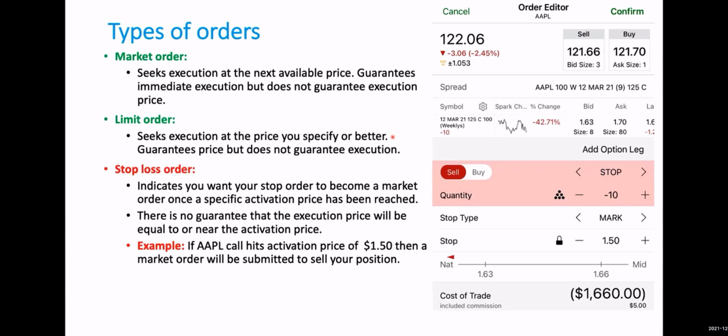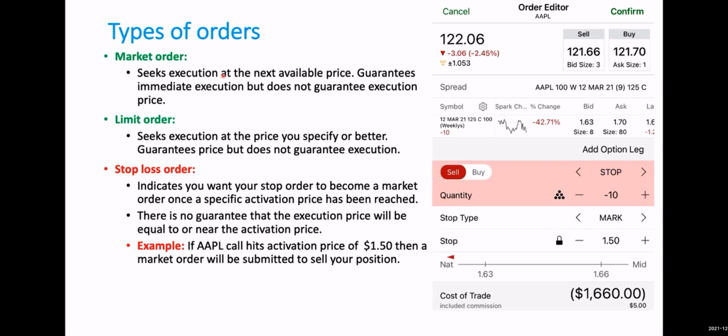And now we're going to switch it up a bit. We're going to go over the different types of orders. So the first order is market order. I am sure that a lot of people already know what a market order is, right? But if you don't, I'll explain it to you. Market order seeks execution at the next available price. It guarantees immediate execution, but it does not guarantee execution price.